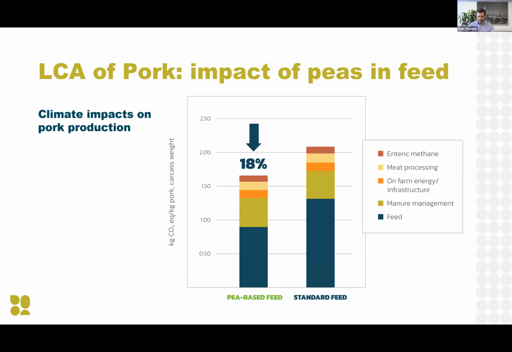So that all kind of links together. We have these pulses. They fix nitrogen. We grow a lot of them in Canada. Manitoba has potential as well within the cropping systems that we have, and there's a lot of demand for carbon reductions in supply chains. So there's an agronomic perspective of this, but there's also a real market perspective that's starting to develop as well. So that was all I had today.